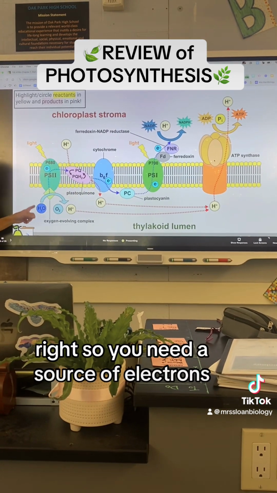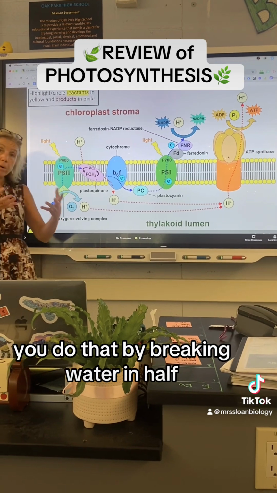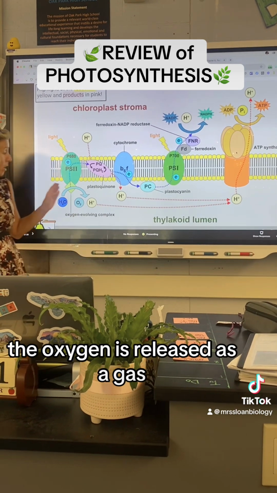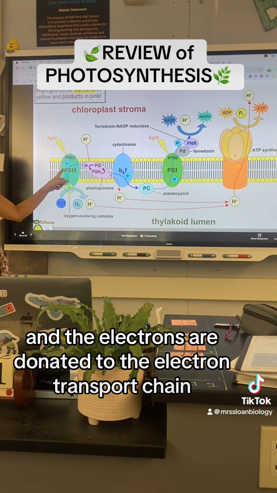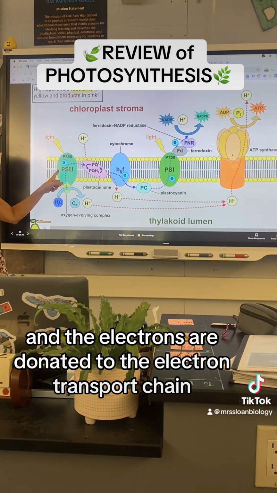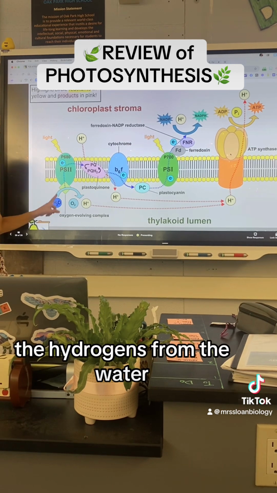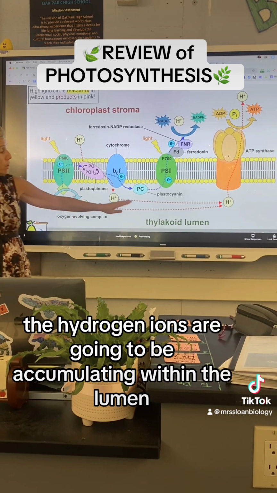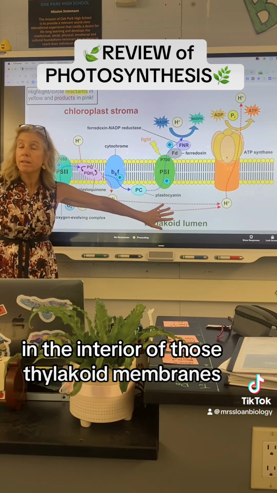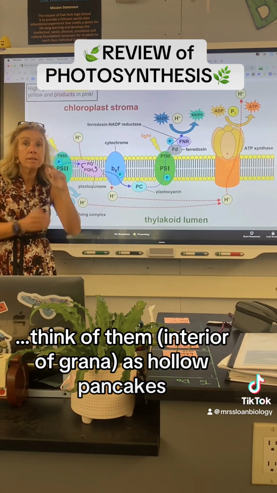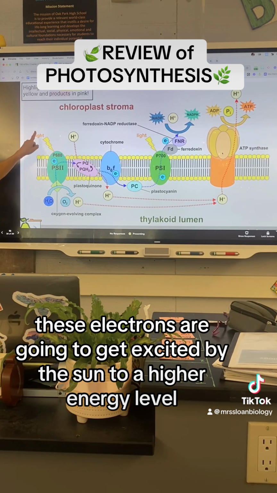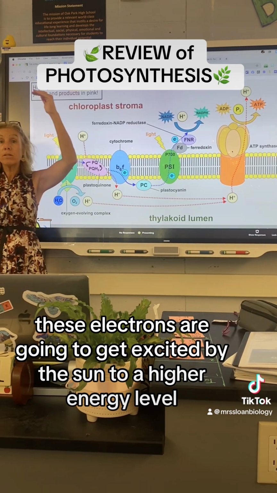All right, so you need a source of electrons. You do that by breaking water in half. The oxygen is released as a gas, and the electrons are donated to the electron transport chain. The hydrogens from the water, the hydrogen ions, are going to be accumulating within the lumen, in the interior of those thylakoid membranes, like think of them as hollow pancakes. These electrons are going to get excited by the sun to a higher energy level.